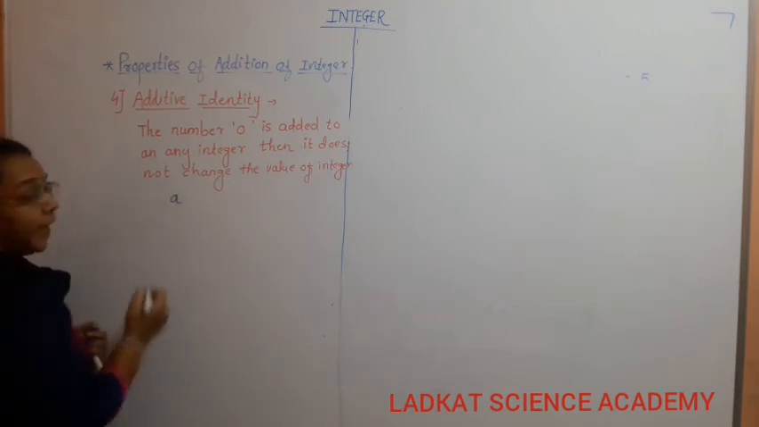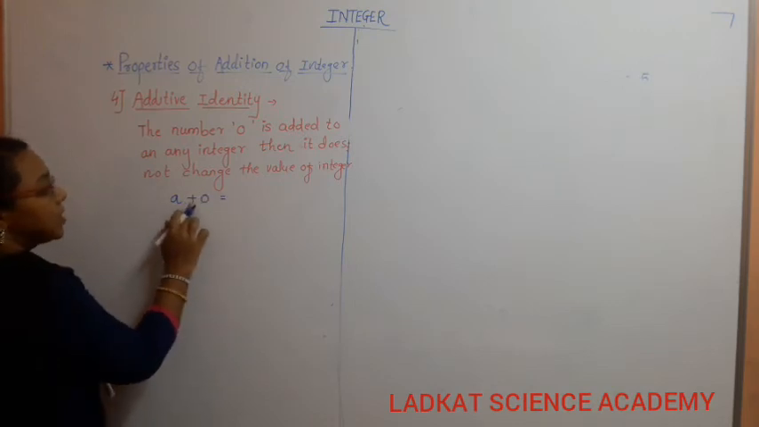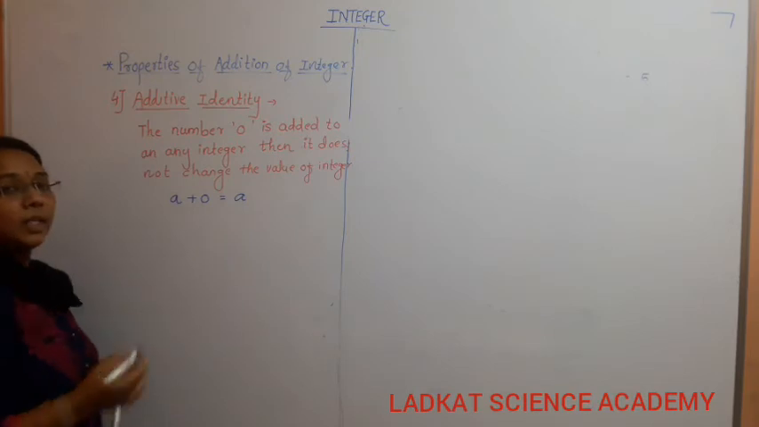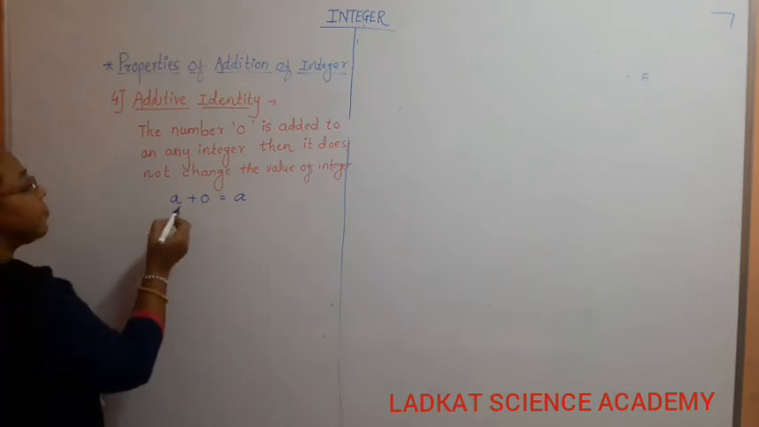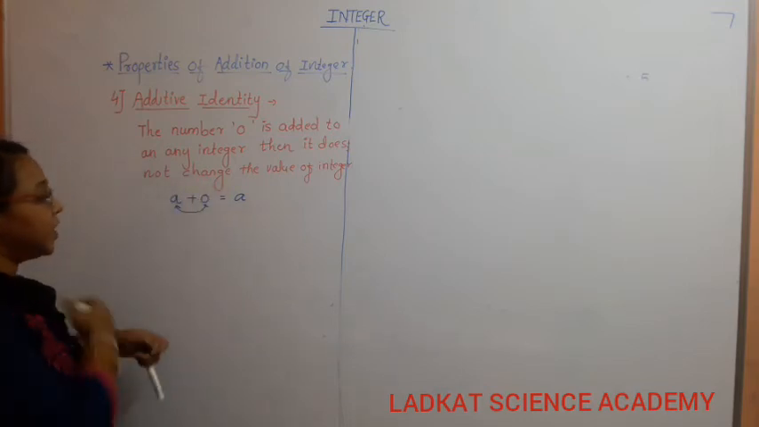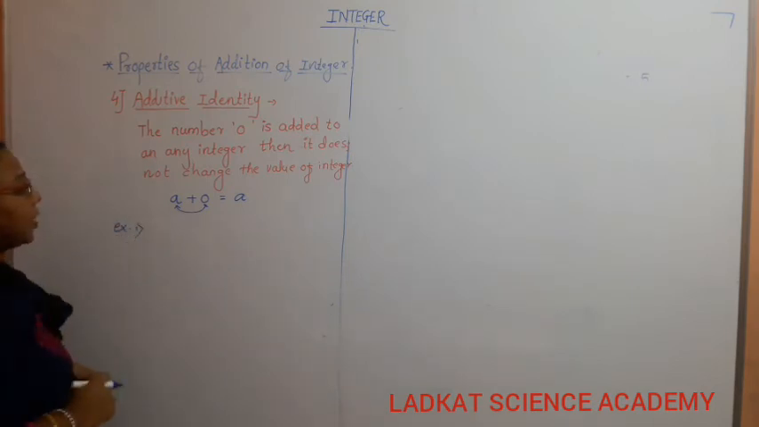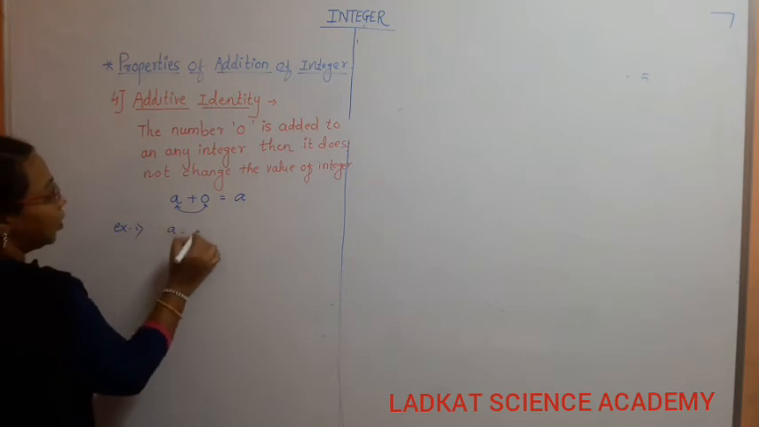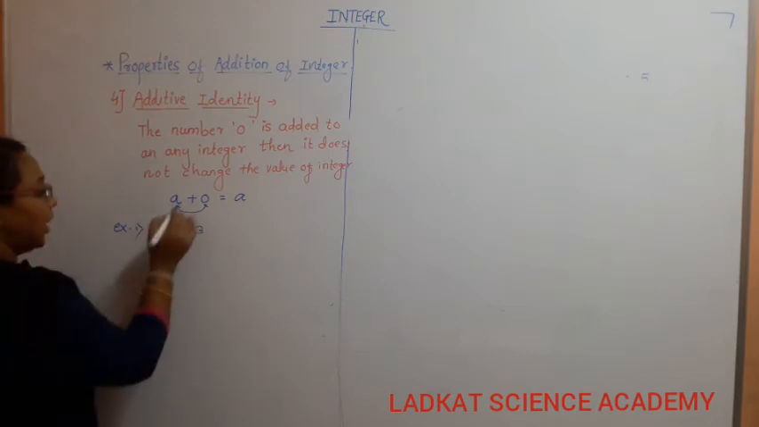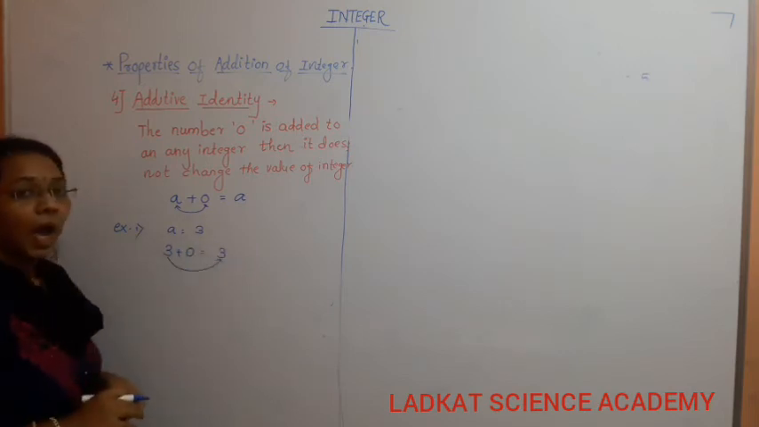Suppose a is any integer added to 0, then we get a plus 0. The answer is a. Means 0 added to any integer gives the same answer, that is the integer itself. We will take an example. Suppose a is equal to 3. Then what is 3 plus 0? We got the answer 3, the integer itself.